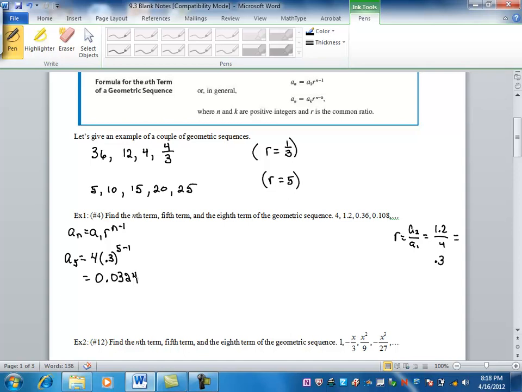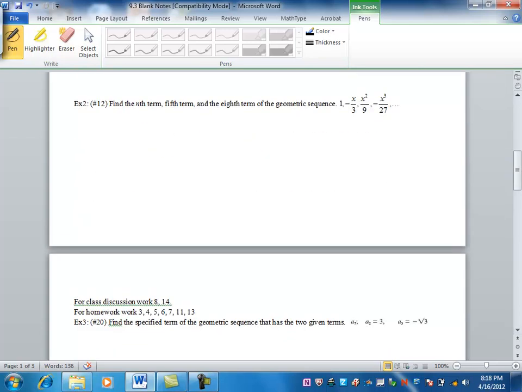0.0324. If we're looking for our eighth term, a sub 8 equals the first term times the ratio raised to the 8 minus 1 power. The first term is 4. The ratio is 0.3 raised to the 7th power, and so we get 8.748 times 10 to the negative 4. That is our eighth term. Questions there, make note of them and bring them to class. And let's look on down again.